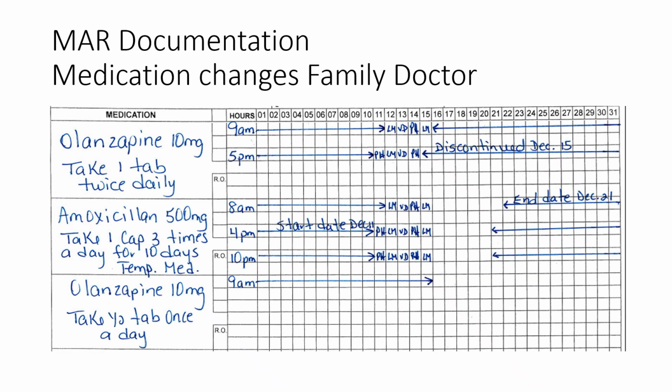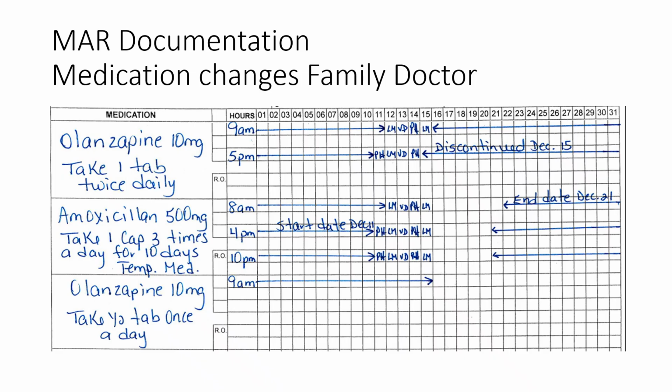Here is a completed MAR sheet reflecting the changes from the appointment with the family doctor. When a medication is changed in any way, increased, decreased, or discontinued completely, the old label must be discontinued. As noted, the discontinuation date is December 15th, the date of the appointment.